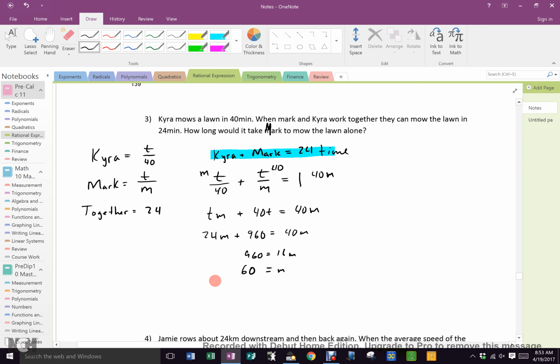Right? This one is problematic because often you guys see this with time and think it's the same as this, which is lawns mowed. Understand? Okay.